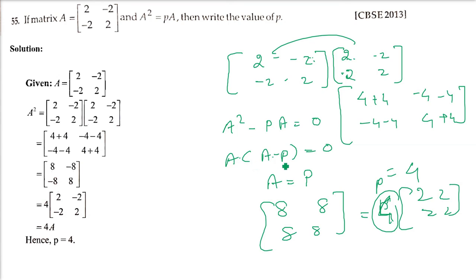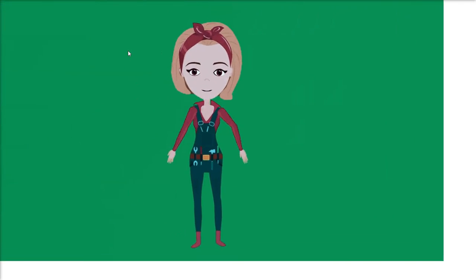So I just want you to give me an explanation why, if A equates to P, A is 2 minus 2, minus 2 2, but P is becoming 4. Why? Okay, this is all about this exercise.